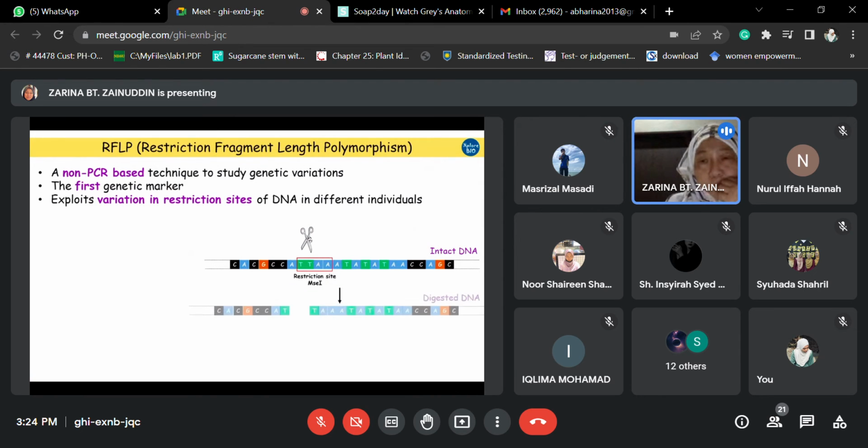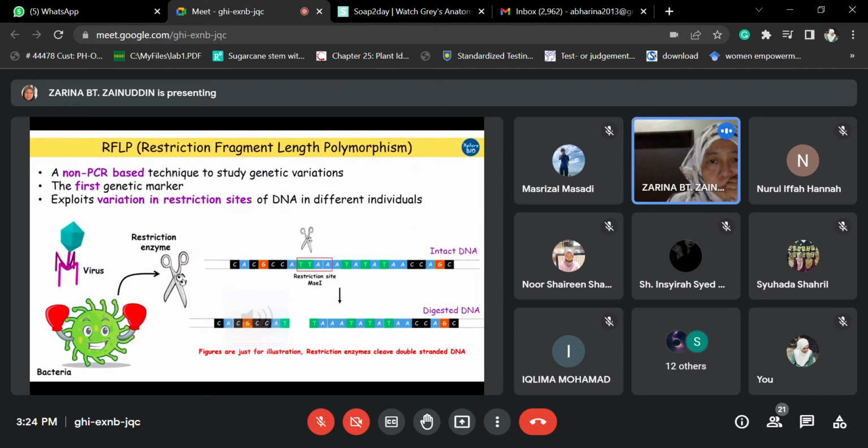But what are restriction enzymes? Restriction enzymes, which are the basis of RFLP, are derived from the bacterial defense system that cleaves the DNA of invading viruses, thus protecting the bacteria. Such restriction enzymes act as a tool to study DNA variations, which is essential if you want to know the similarities and differences between individuals or samples.